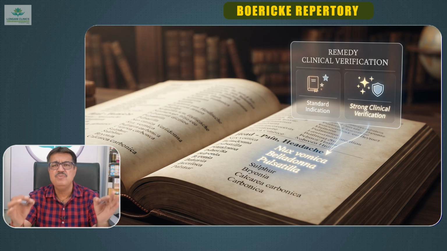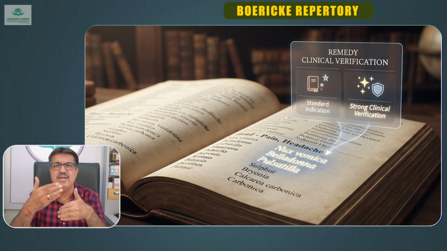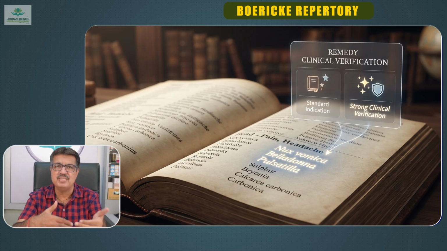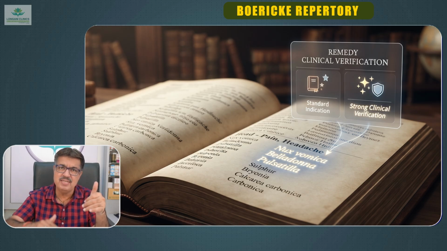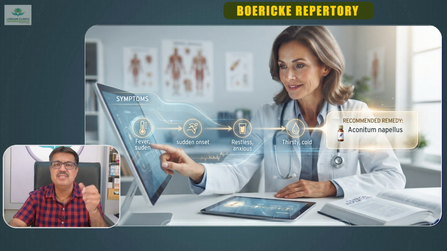One of the unique features of Boericke's repertory is its simple grading system. Remedies printed in italics represent more frequently verified clinical remedies and carry greater importance, while remedies printed in Roman type are given lesser value. This makes remedy selection easier and faster in daily practice.